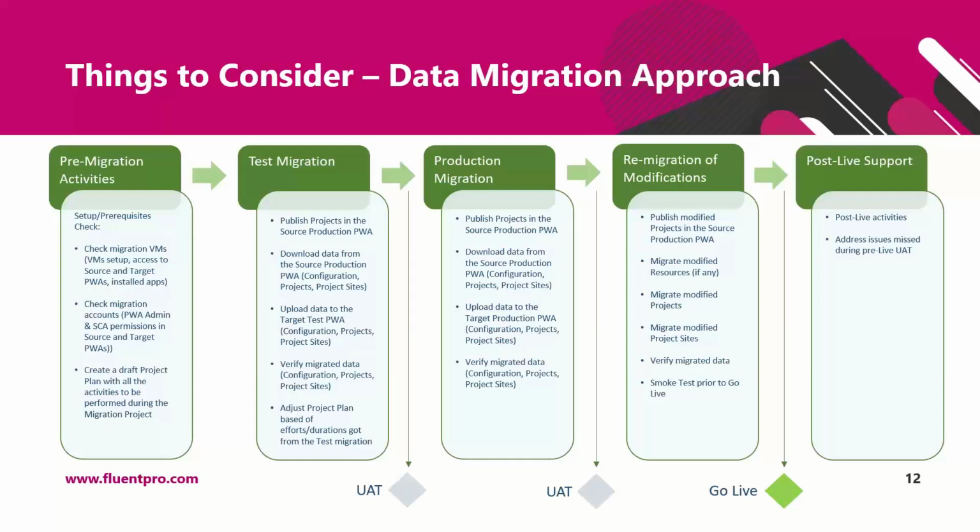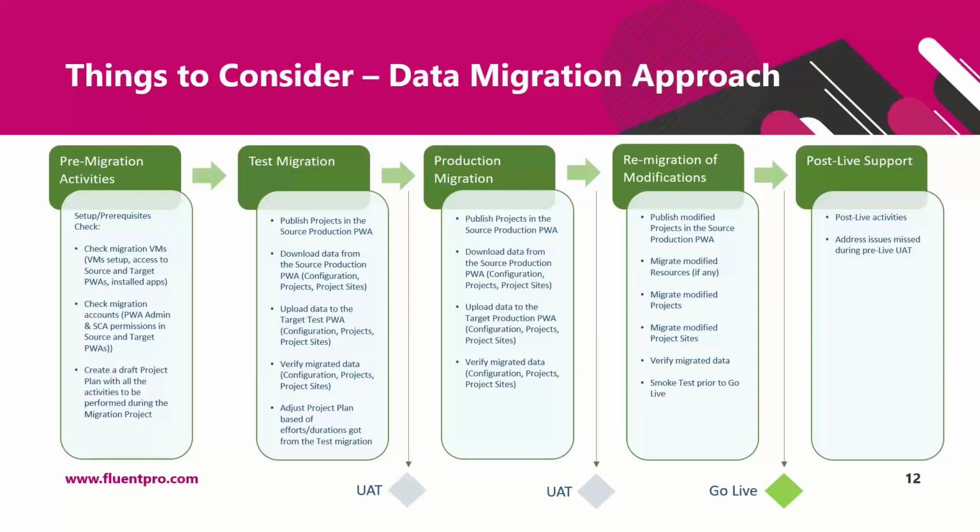So after you went through the test migration and figured out how to overcome the challenges that came up, you're ready to move on to the actual production migration. Test migration and production migration are done into different PWAs. So this is why in prerequisites I indicated that two PWAs should be created in the target tenant or farm: Test 1 and production 1. Test migration is done into a clean test PWA and production migration is done into a clean production PWA.